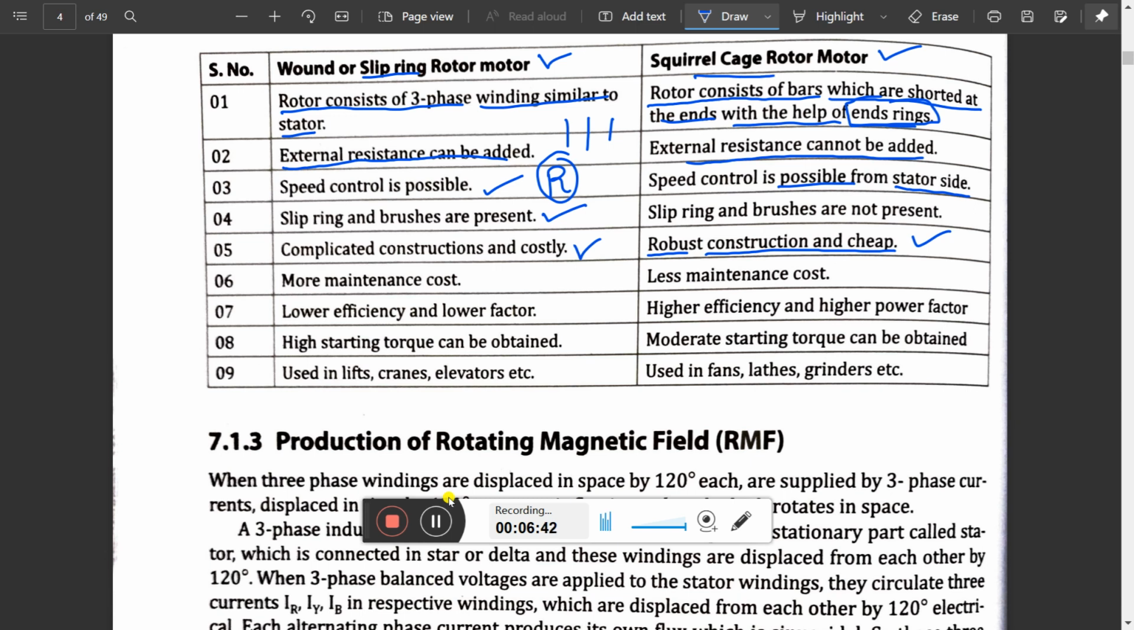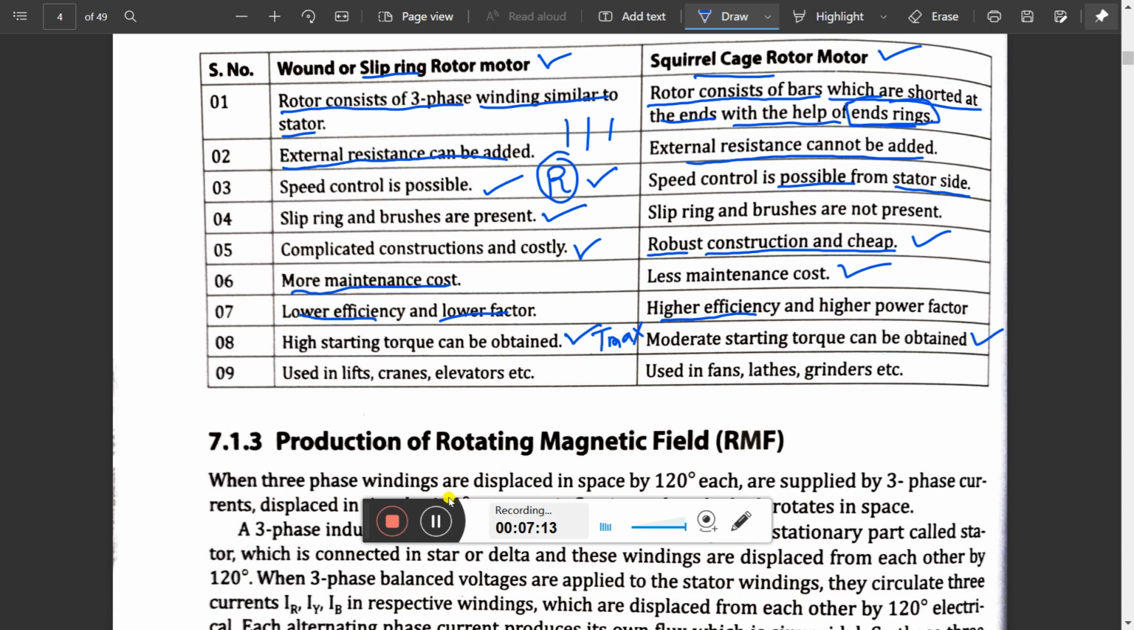Now, because of using slip rings, we incur more maintenance cost. Here there is no maintenance. Here we can observe that due to the resistors and brushes, we will get low efficiency and low power factor. In this there is no slip ring, that's why we will get more efficiency. High starting torque can be applied. Now, we discussed this topic before. If you add more resistance, you will get maximum torque at starting. Here there is no maximum starting torque.